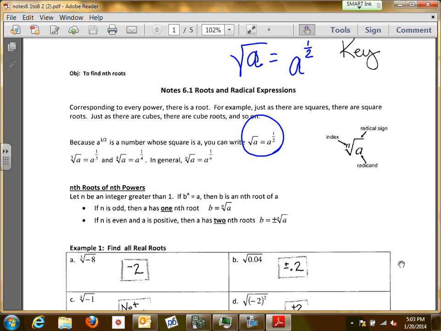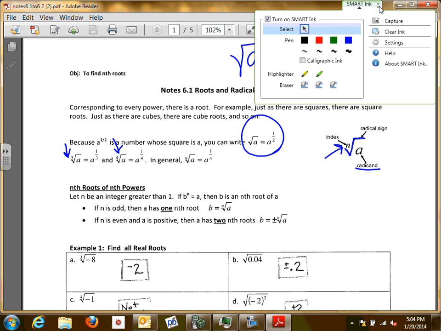But now we are going to start seeing things that have different values in the index. So we're going to see cubic roots and quartic roots, roots that are larger than just square root. So we will have our base underneath the radical sign. It's the radicand. And then, of course, we have our index. All right, so let's actually start doing some of these things together here.